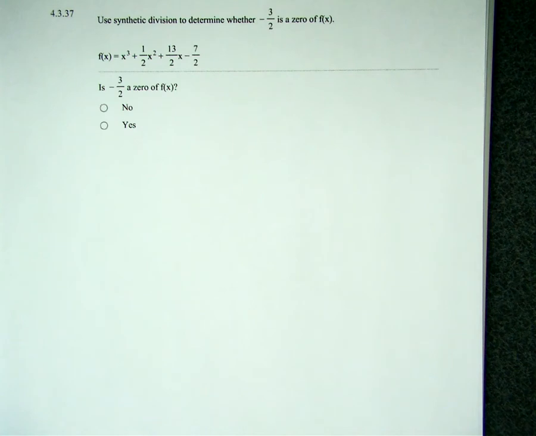We are trying to determine if negative 3 over 2 is a 0 of the polynomial x cubed plus 1/2 x squared plus 13x minus 7/2 through the use of synthetic division. If we do synthetic division with negative 3/2 on this polynomial and we end up with a remainder of 0, then it would in fact be a 0 of the polynomial.